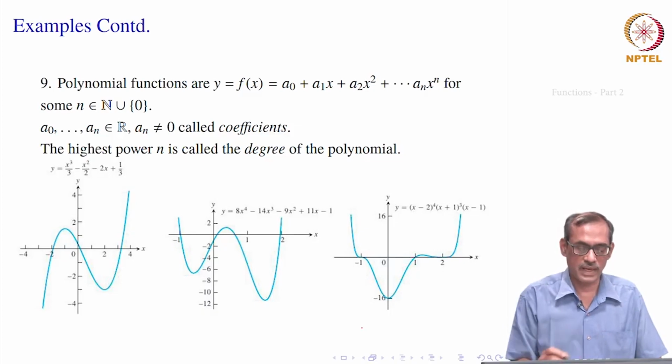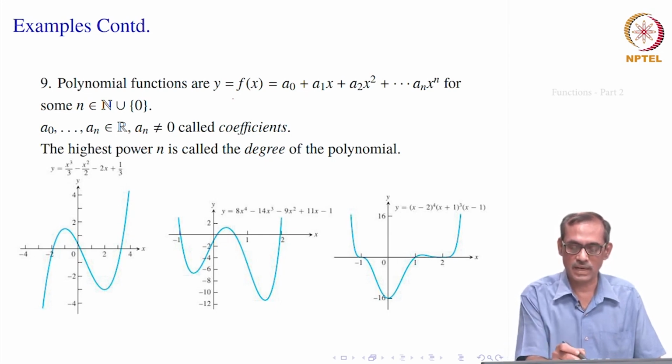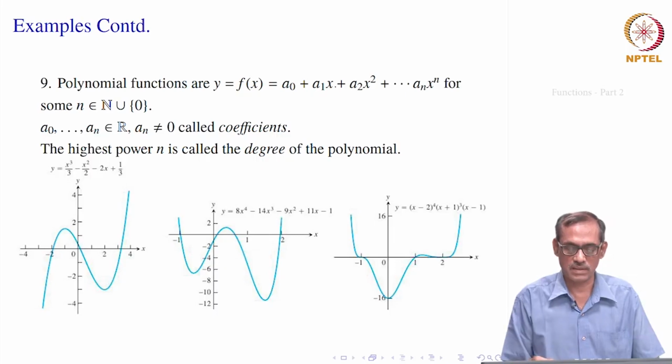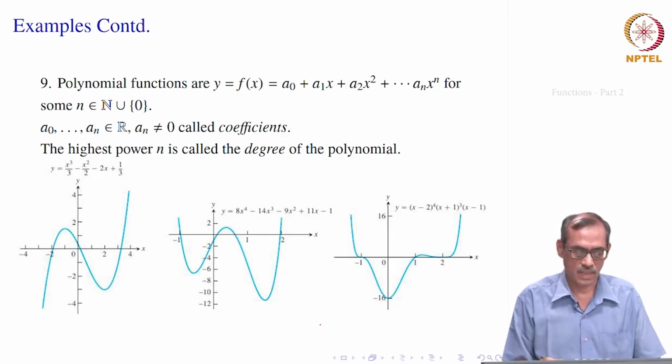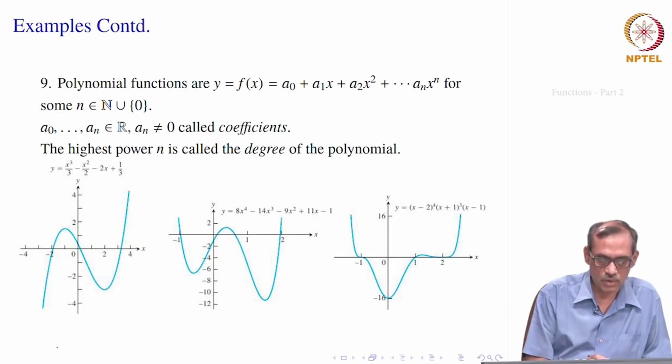So, now this n can be 0, so when n is 0, you get the constant function f x equal to a0. If n is 1, you get a straight line y equal to a0 plus a1x, and so on. So, let us see some graphs. The highest power of n is called the degree of the polynomial. So, degree is 0 means constant, degree is 1 means linear, degree is 2 means quadratic, and so on.